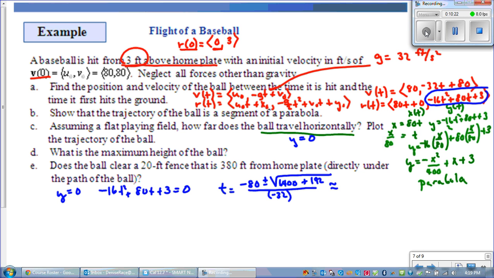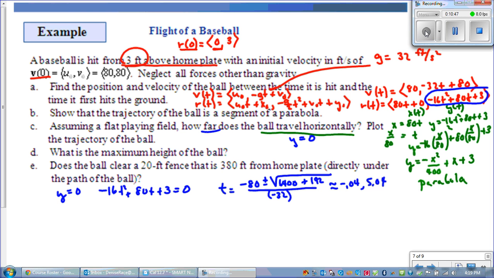That comes out to be negative 0.04 and 5.04. Now, the negative 0.04 doesn't make any sense since we're talking about t being time. So the time would be at t equals 5.04.